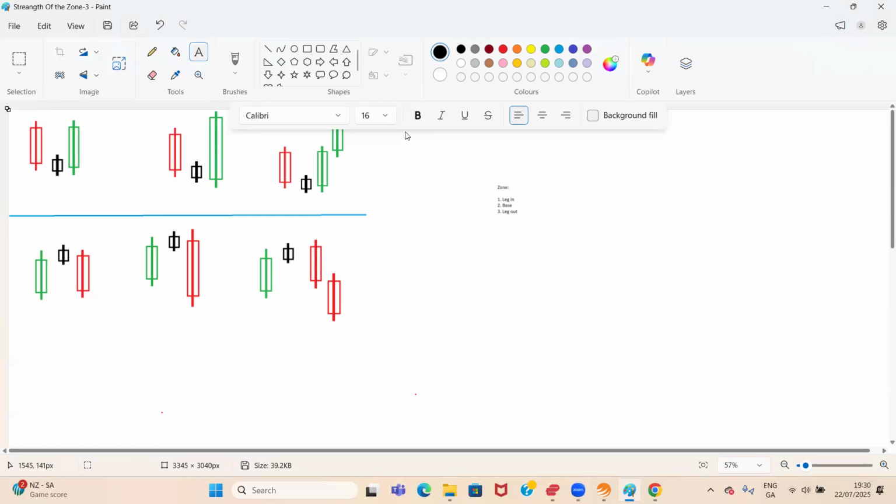Now, what will make a zone a demand zone? The definition of that is when there are three candles: first is leg in, second is base, third is leg out, but the leg out candle is green, exciting. This will make it a demand zone.